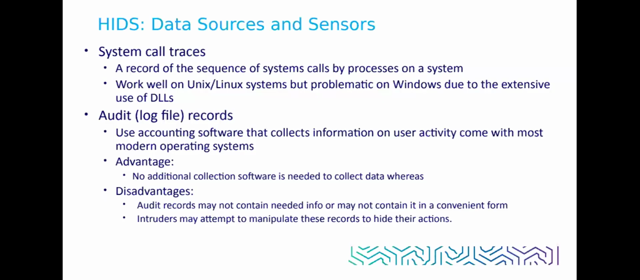The host-based intrusion detection system relies completely on multiple data sources to understand what is happening inside the computer. The system call traces provide detailed information about how the application interacts with the operating system, making them valuable for detecting malicious program behavior. Then audit log records provide a history of user activities and system events and are readily available in most operating systems. While both sources have advantages and limitations, combining them gives a more complete view of system activity, and it improves the intrusion detection accuracy.